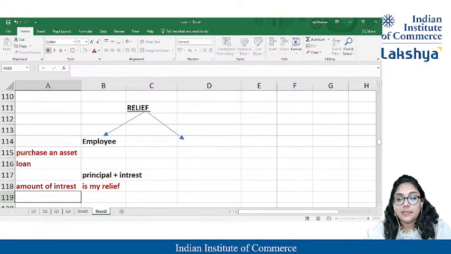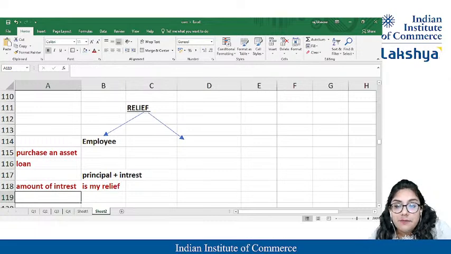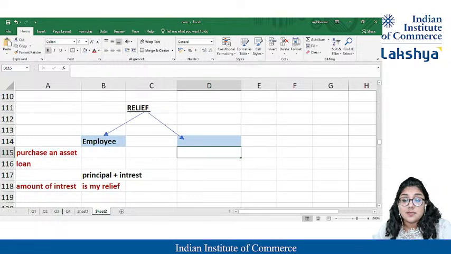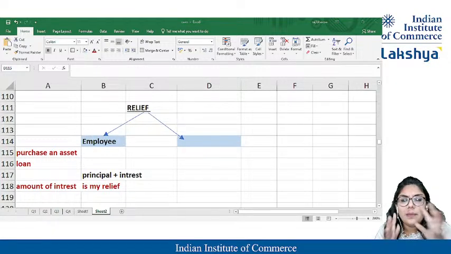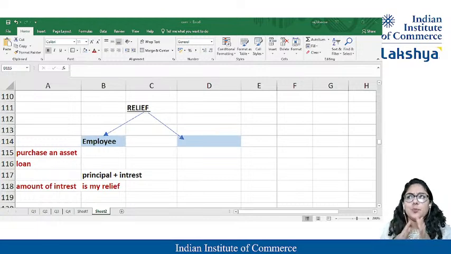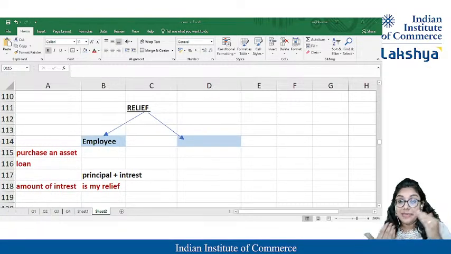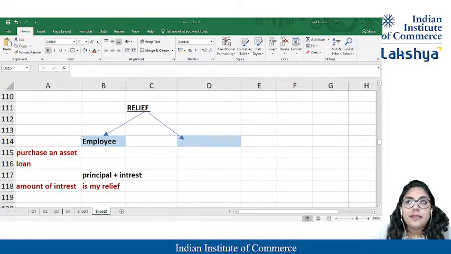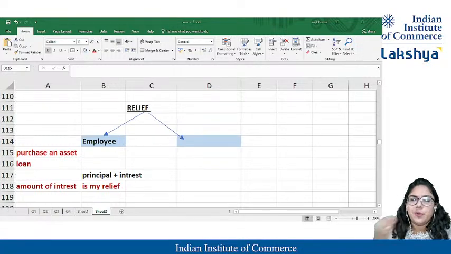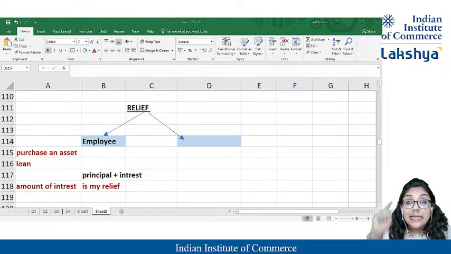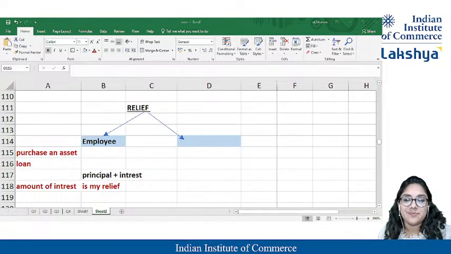That means when I'm talking about relief, it's the employees, and again somebody else, like two parties who can get a relief. But what amount can we get a relief on? For example, if I'm an employee and I want to purchase an asset, but that is told by my employer, and I don't have enough money, I have to go and take a loan any which way. If I'm taking a loan, the interest amount is my relief.